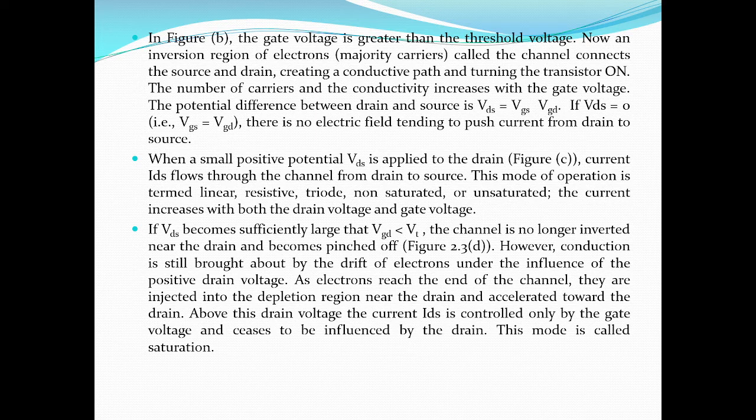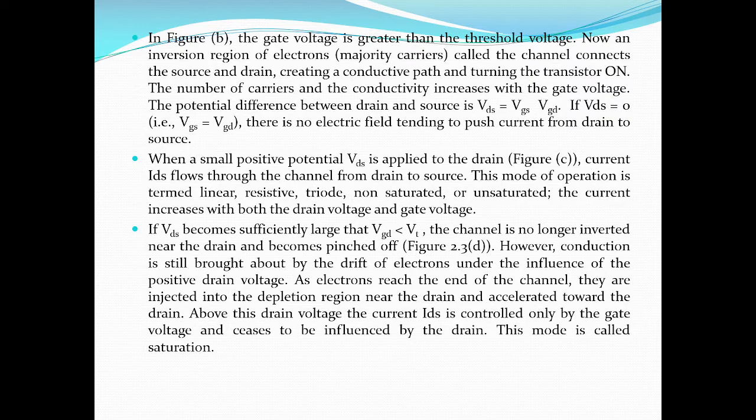Next, we are going to increase the positive voltage on the gate compared to figure A. When we increase the gate voltage above the threshold voltage, the inversion region of electrons, the majority carriers, called the channel, connects the source and the drain. Here the majority carriers are electrons. It creates a conductive path and makes the transistor on. The number of carriers and the conductivity increase with the gate voltage.